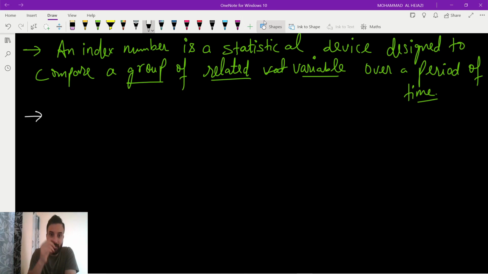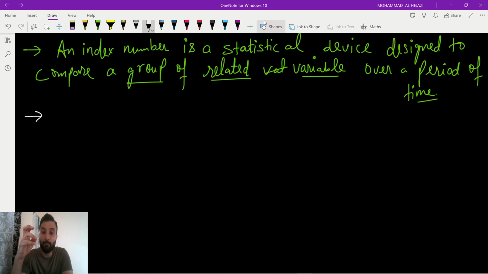Guys, what are the uses of index number? The heading is uses of index number. First one is that it is used as a barometer. Second one is that it is used in making policy. Third is that it is used in knowing the trends, because if you compare the previous year and the current year, you will know the trends.